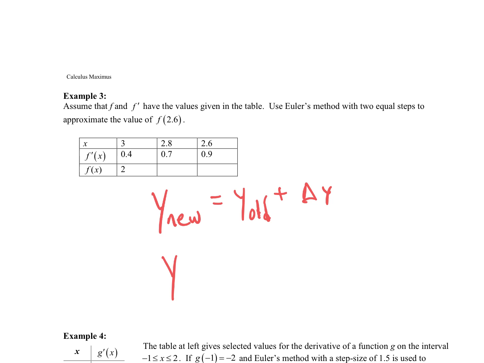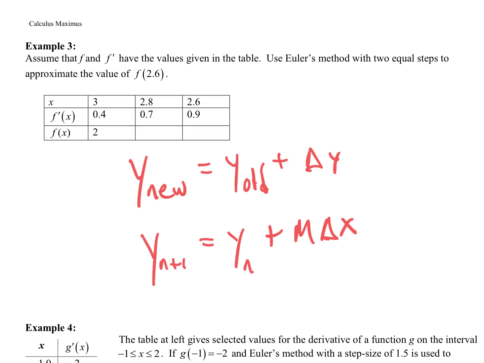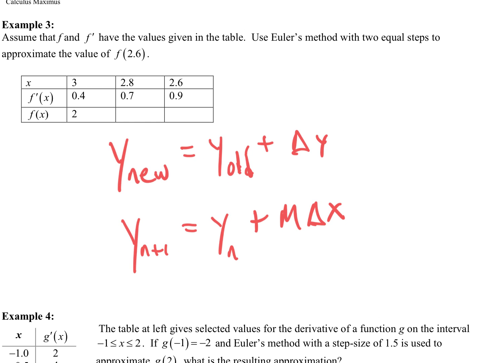or let's say it as y n plus 1, meaning the next one, is yn, meaning the previous value, plus m times delta x. Okay, you can almost see this as y equals kind of like mx plus b. There's a relationship. So how can we use that? All right, well, let's see here. Let's erase this thing. Let's use this idea here.